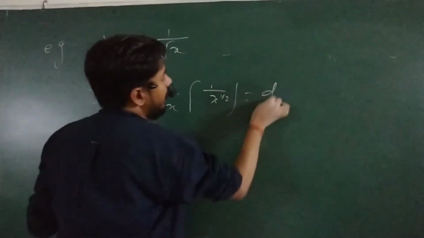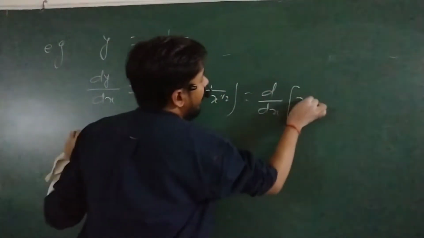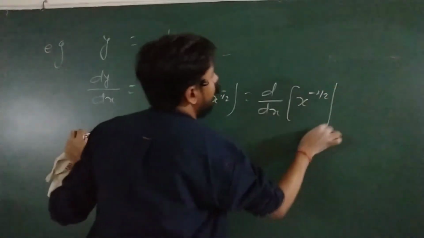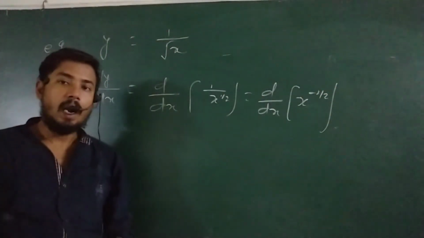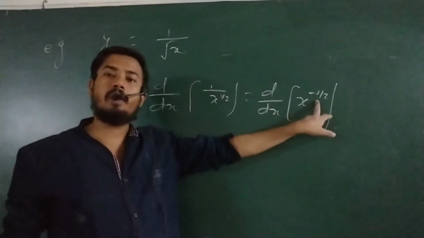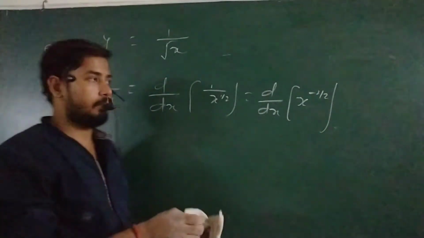Simply this can be written as dy/dx of x to the power minus 1 by 2, yes or no? Because this will go up, the power will be negative. Now what is the value of n? The value of n is minus half.